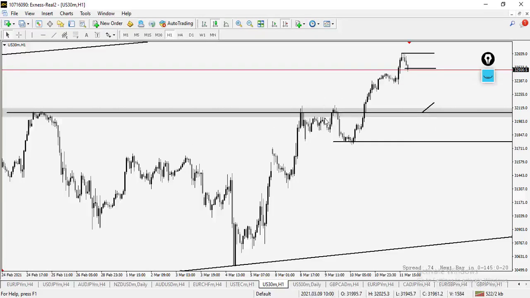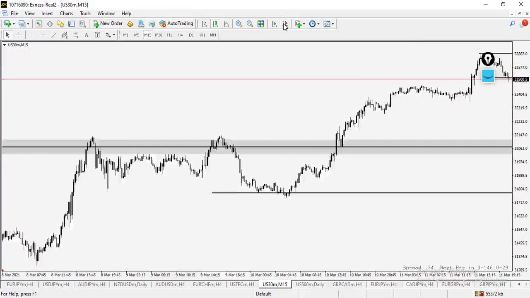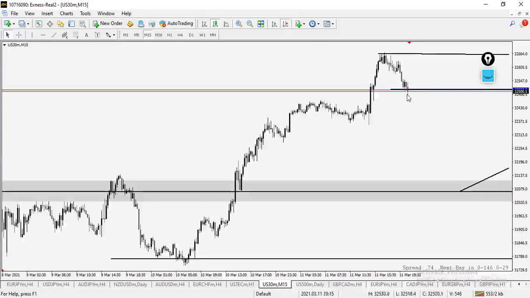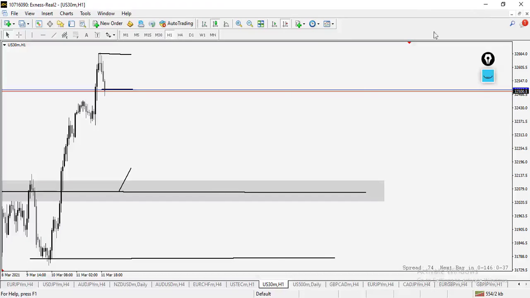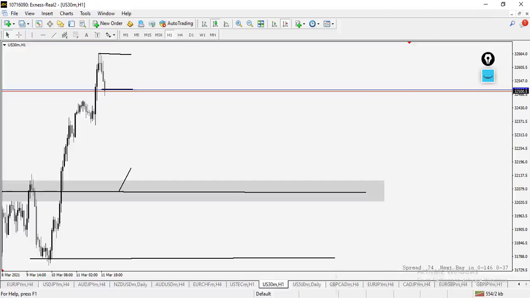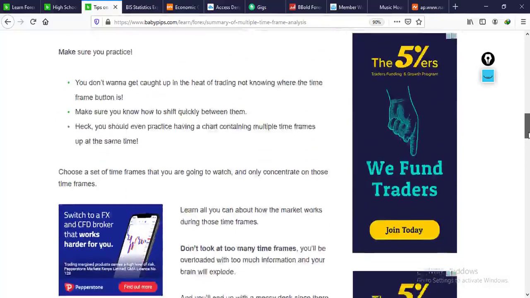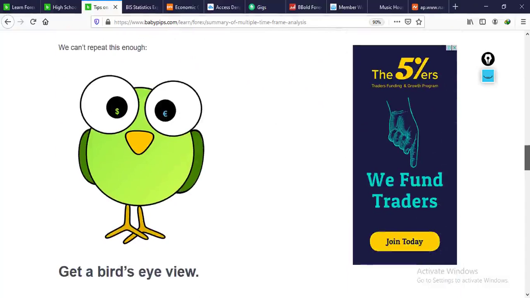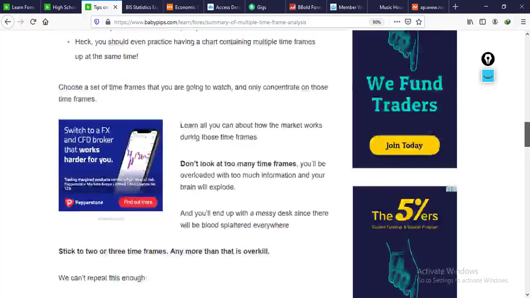So this is what we mean by using multiple time frame analysis. And some people use a 15 minute time frame for entries. So let's just go down to 15 minutes and see. Still downward, the trend is pushing to the downside. So I hope you understand what we just did. If you don't understand, please watch this video again and make it a practice until you really get a hold on it. Make it a habit. And remember, multiple time frame analysis helps us to get a bird's eye view.